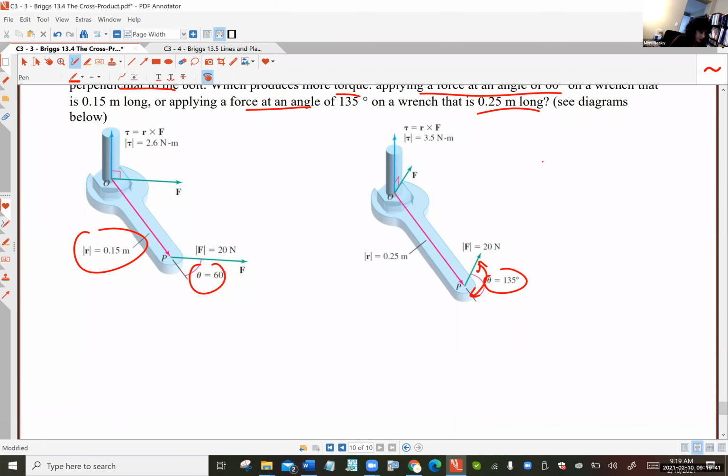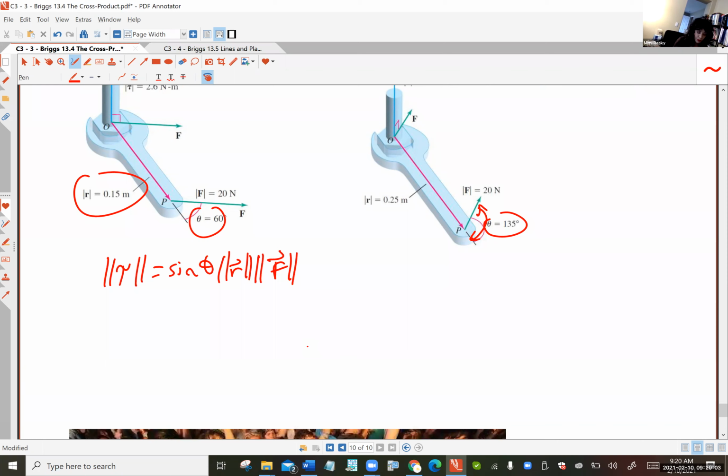Okay, so to do this problem, you're just going to use that little formula I went over for torque, the magnitude of torque, that is. We're actually not going to do any cross products at all, because the magnitude of the torque is equal to the sine of the angle multiplied by the magnitude of r, that's the length of the wrench, times the magnitude of the force. So we're going to use that formula for both. So this guy's magnitude on the left diagram.